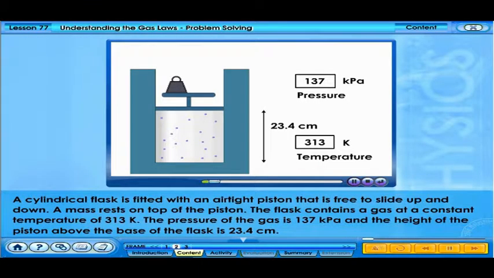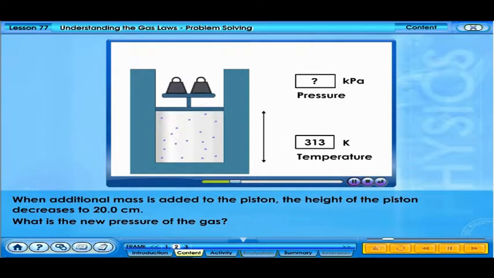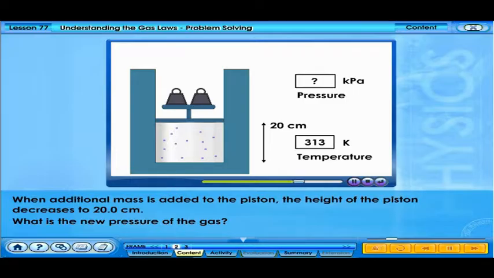A cylindrical flask is fitted with an airtight piston that is free to slide up and down. A mass rests on top of the piston. The flask contains a gas at a constant temperature of 313 Kelvin. The pressure of the gas is 137 kilopascal, and the height of the piston above the base of the flask is 23.4 centimeters. When additional mass is added to the piston, the height of the piston decreases to 20.0 centimeters. What is the new pressure of the gas?